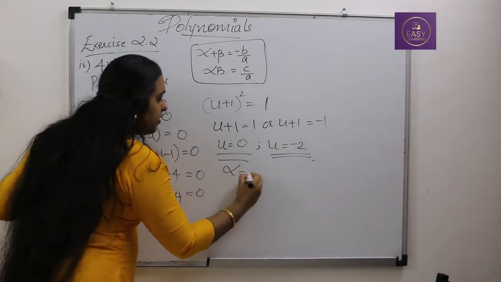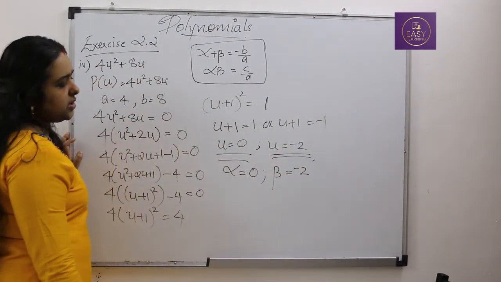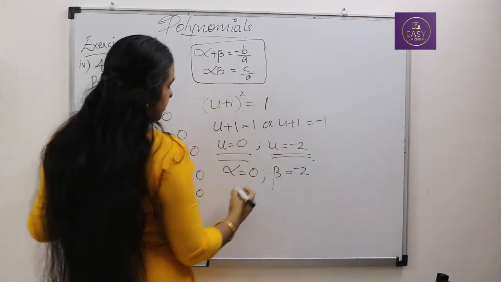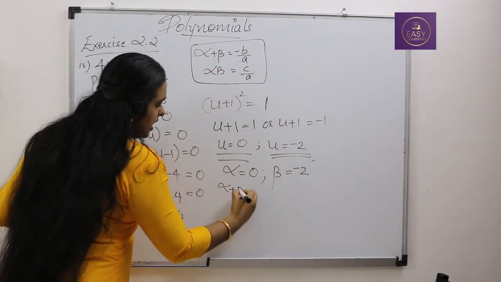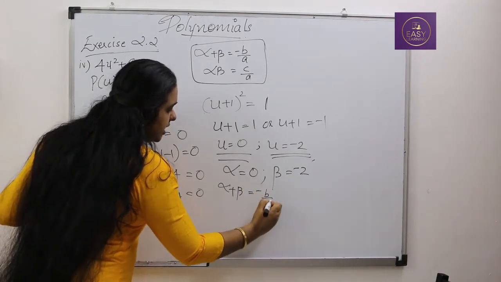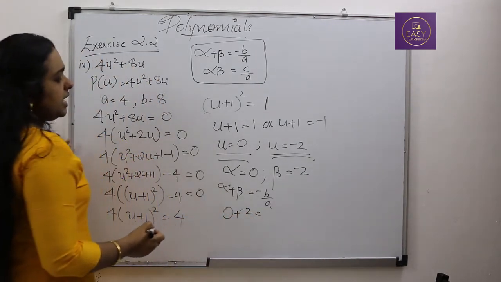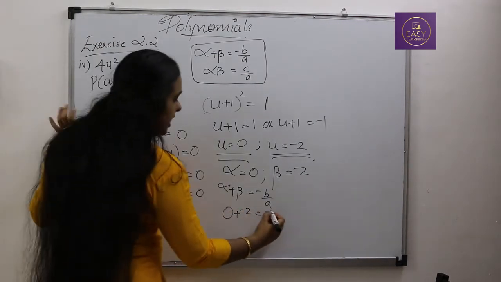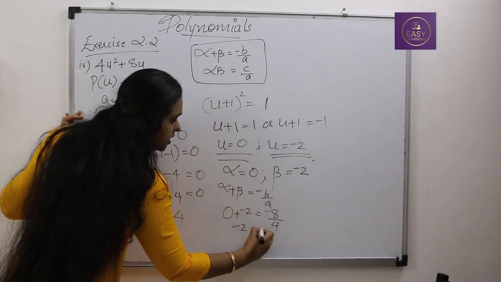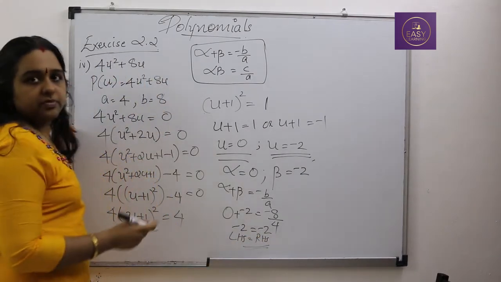So this is our alpha. Alpha equals 0 and beta equals minus 2. Then we will directly substitute in our relation alpha plus beta equals minus b by a, that is 0 plus minus 2 equals minus b by a. Minus b by a is minus 8 by 4. That is minus 2 equals minus 2. LHS equals RHS. It is verified.